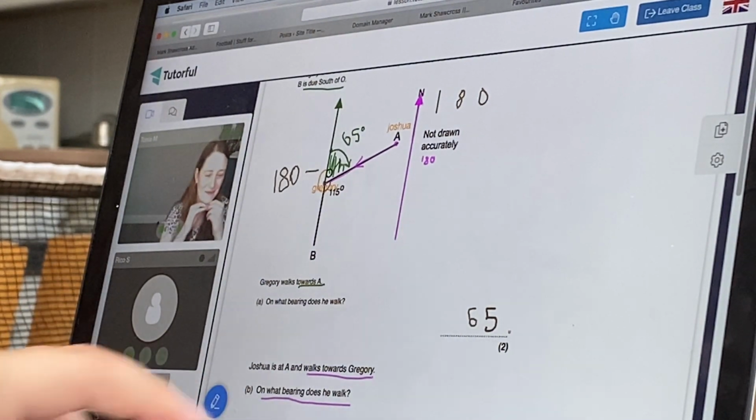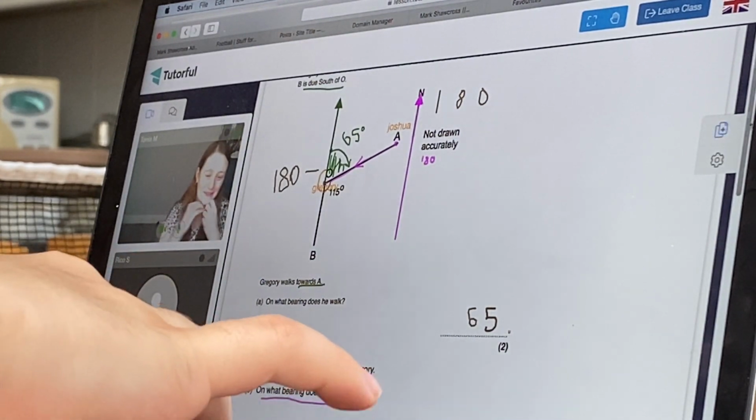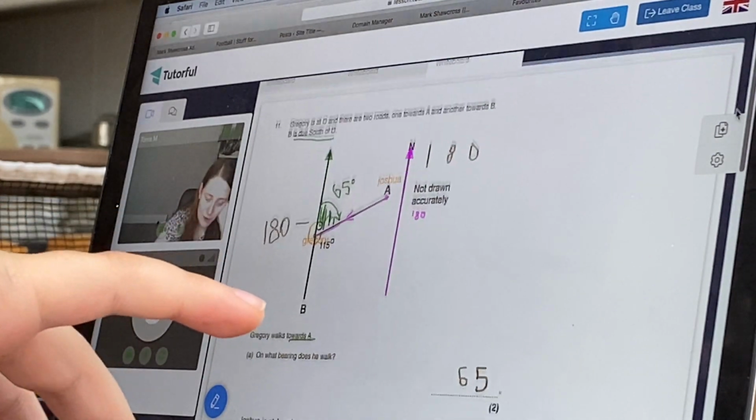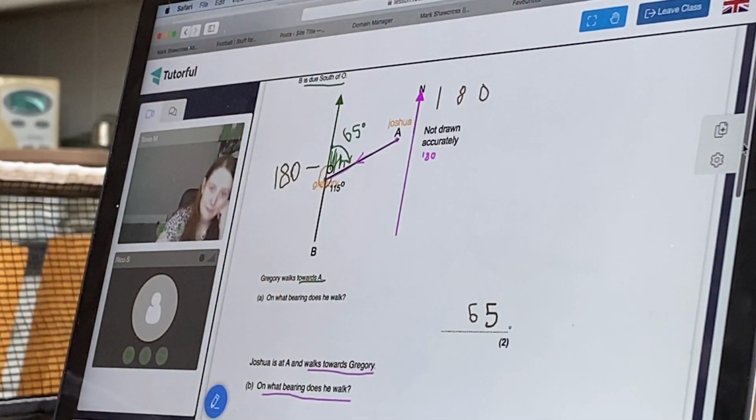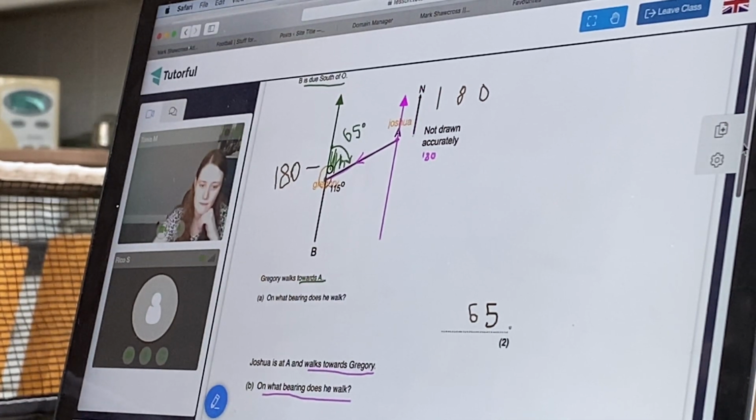So first thing we need to do, if we're taking a bearing, we need to make sure that there's a north line, so that we have something to take the bearing from. And then the bearing, change the colour of that. The bearing is from the north line to the line that we want to go to. So that all the way like that.